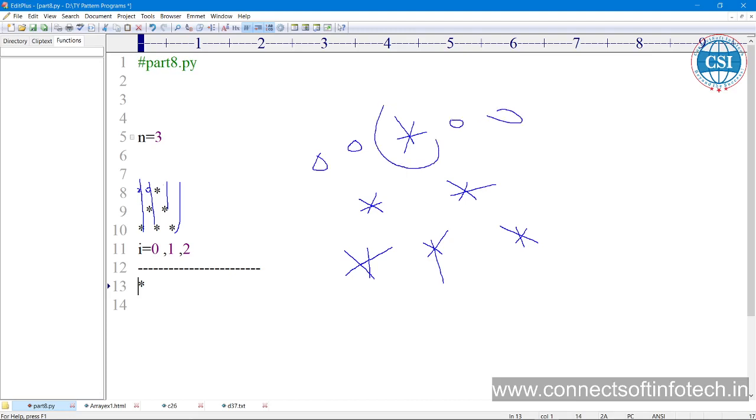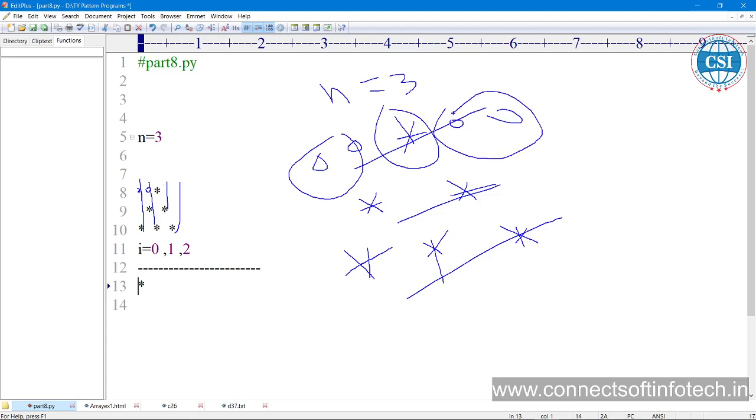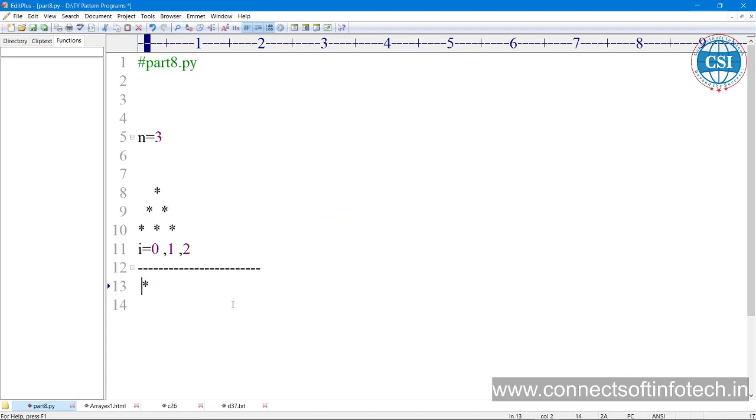So if you want to print this star when the number of rows is 3, that is 1, 2 and 3, we require two spaces here, and then the asterisk. After that one space, and then no space. So the number of spaces is n minus 1. When n is equal to 3, 3 minus 1 gives 2 spaces, then 1 space, and then no space.